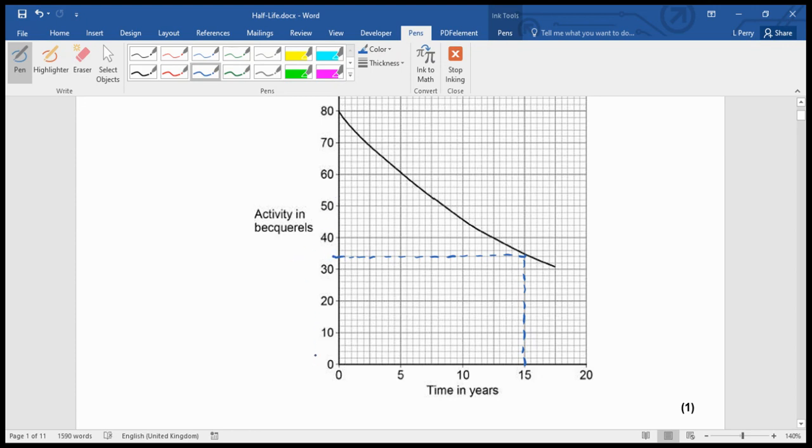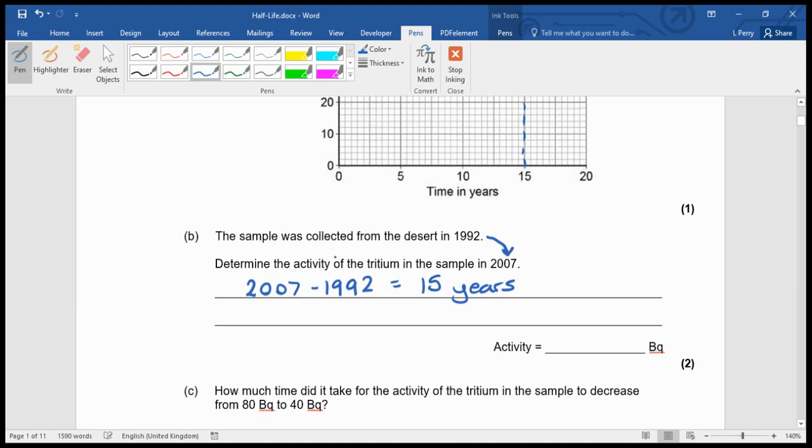If I'm not sure how to read the y-axis, I can just guess what the little squares represent and check I'm right. So I'm going to assume they go up in ones, but I'm going to check. 30, 31, 32, 33, 34, 35. Right, it doesn't go up in ones because that's not 35. It must go up in twos. So 30, 32, 34. So after 15 years, the activity is 34. So it's reading from a graph.